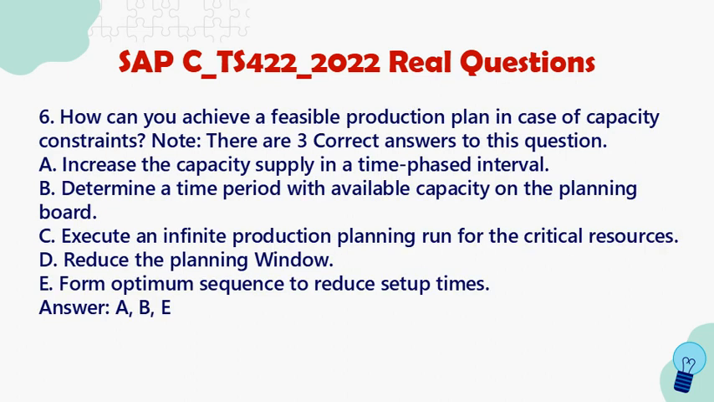6. How can you achieve a feasible production plan in case of capacity constraints? Note: there are three correct answers to this question. A. Increase the capacity supply in a time-phased interval. B. Determine a time period with available capacity on the planning board. C. Execute an infinite production planning run for the critical resources. D. Reduce the planning window. E. Form optimum sequence to reduce setup times. Answer: A, B, E.